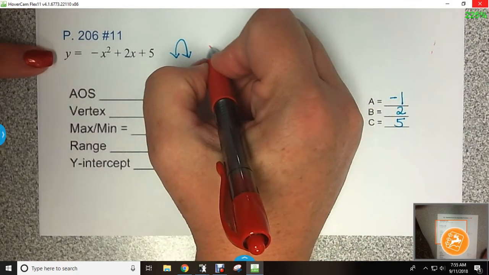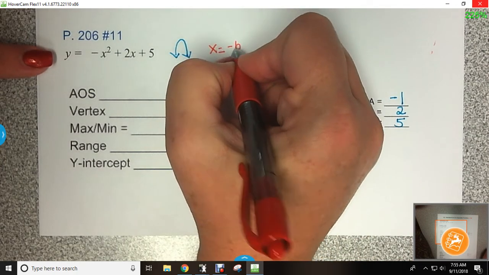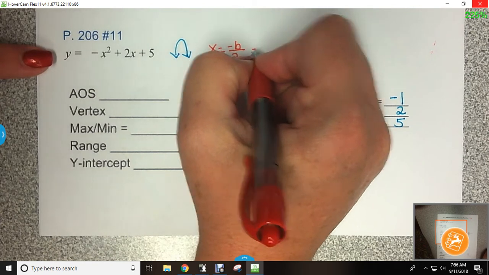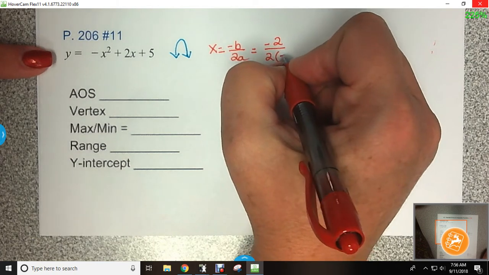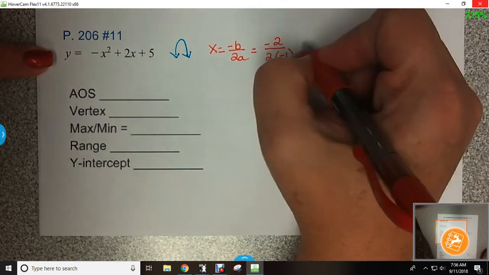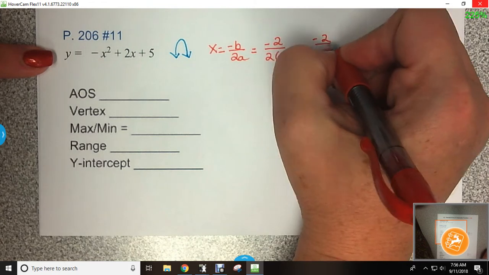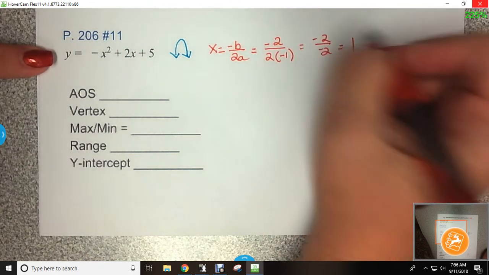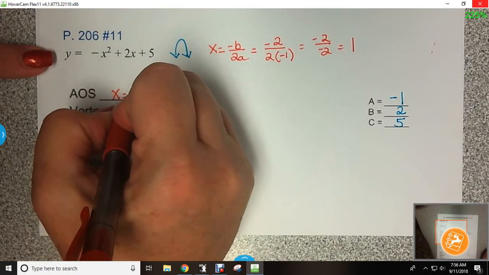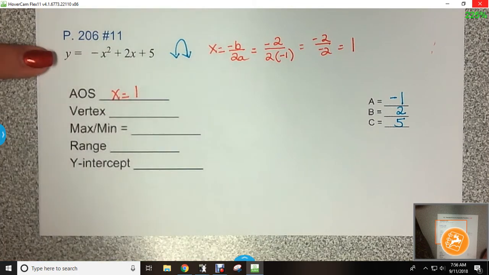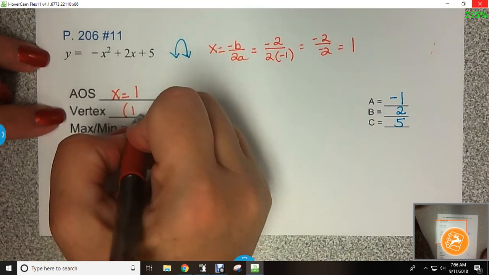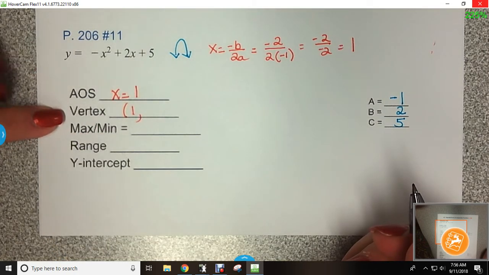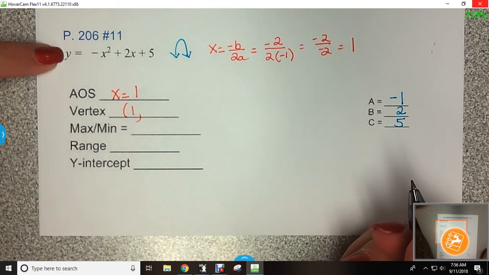Alright, so I'm going to start out with x equals negative b over 2a. Well, b is 2, so that's negative 2 over 2 times my a, which is negative 1. I get negative 2 over negative 2 is 1. My axis of symmetry is x equals 1. So my vertex will have an x value of 1, and now I have to come back here, plug 1 in for x, and solve for y.